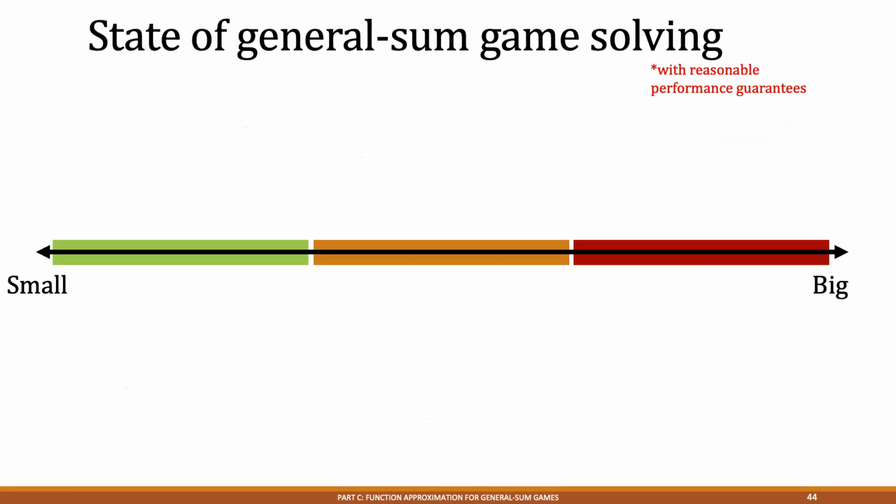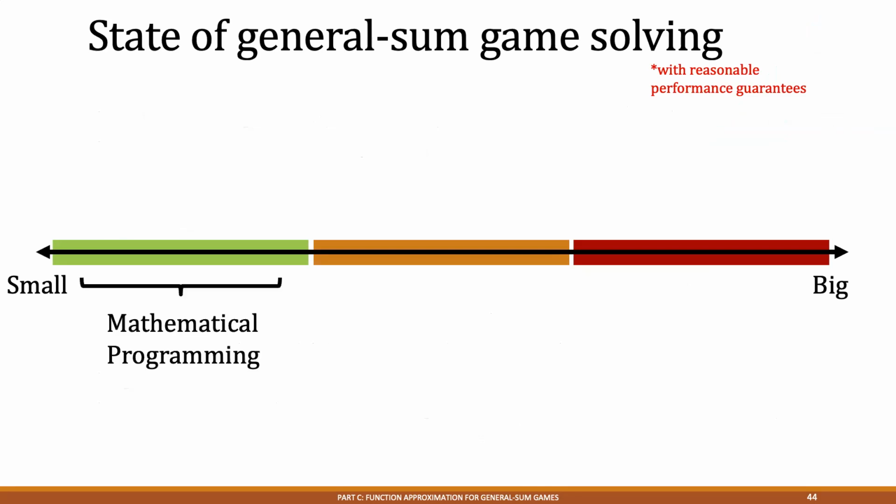So before I end this portion, I'm going to touch on the state of general-sum game solving. Recall that I mentioned right from the beginning that a lot of real-world applications are general-sum in nature. So having efficient solvers for them is important. Here's a somewhat controversial take, and there are some people out there who disagree with me. The first is that when the game is very small, we should be able to solve it by mathematical programming. That one is easy.